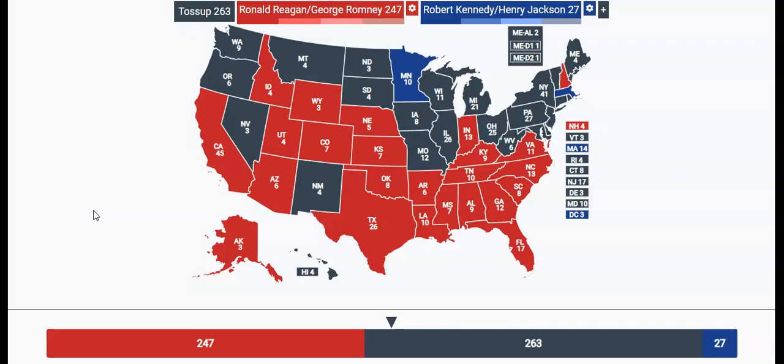And so, as you can see here, I have all these safe states labeled, and I have all the safe blue, safe red. Reagan has 247 safe electoral votes. Robert Kennedy has 27 safe electoral votes.